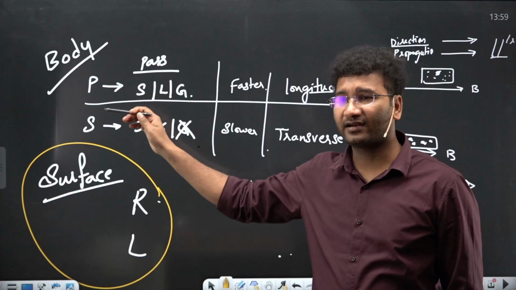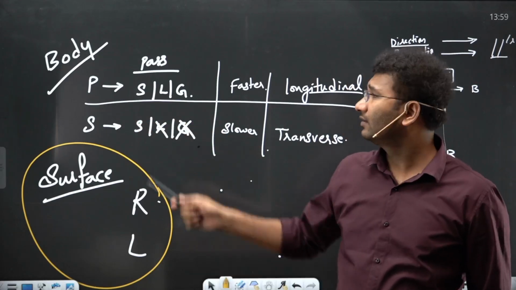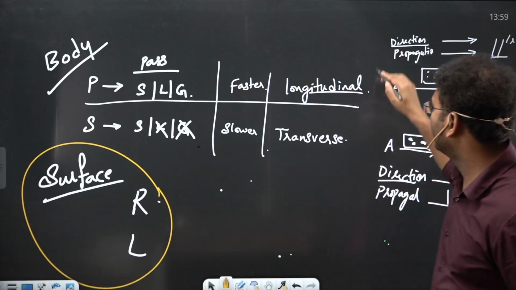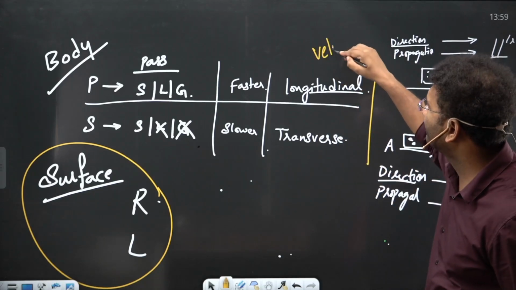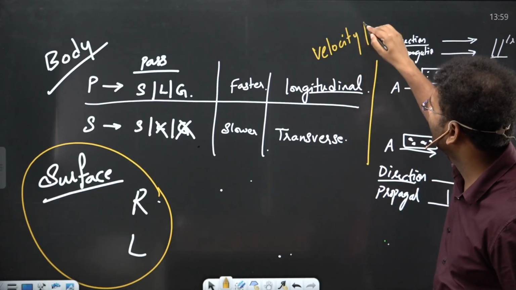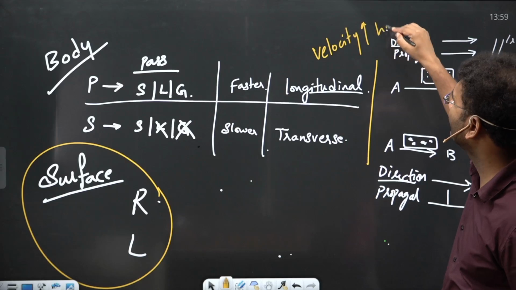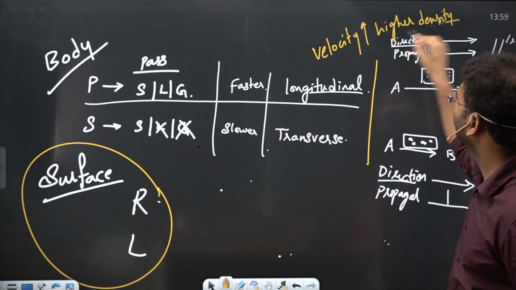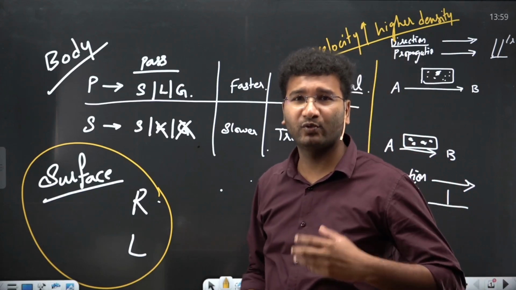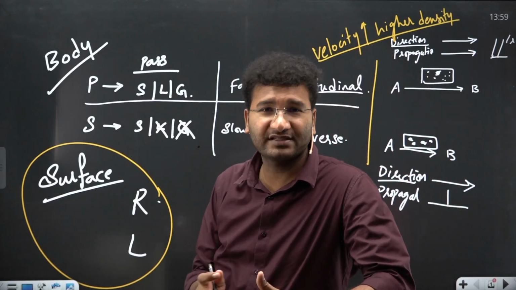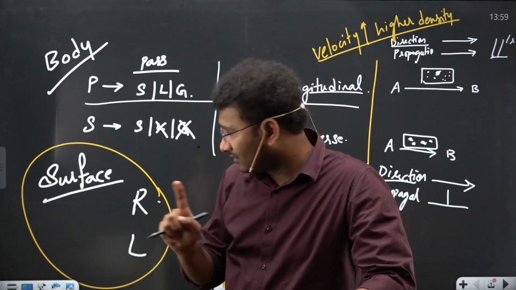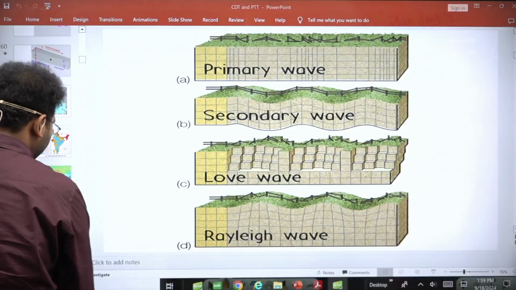Look at the characteristics. Again, let me remind you, it can pass through solid, liquid, gases, and the velocity or the speed increases as soon as it moves to higher density material, right? The velocity increases as we move to higher density material. Now with these characteristics, we were able to identify what kind of layers you have, right? Now let's go and understand these particular parameters.